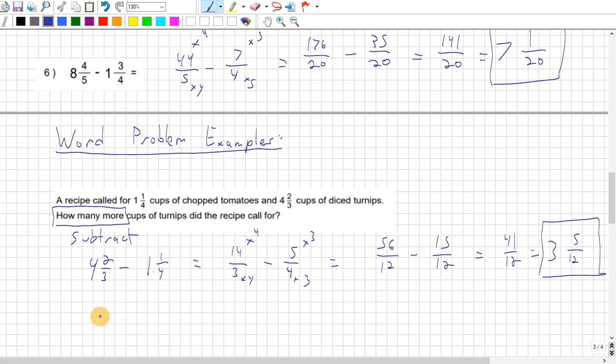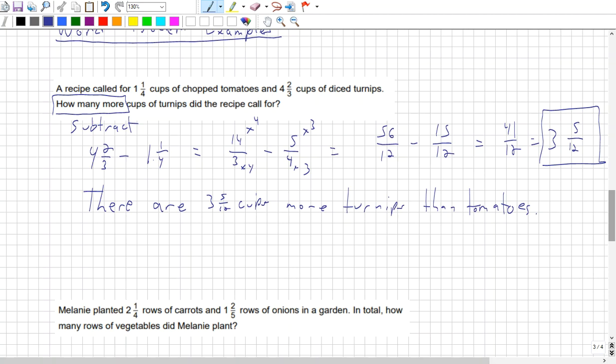If you should actually write a statement, because this is a word problem: there are 3 and 5/12 cups more turnips than tomatoes. Okay, so subtraction, fairly straightforward. How many more means subtract? You're going to take the larger number, subtract the smaller number. The larger number minus the smaller number.